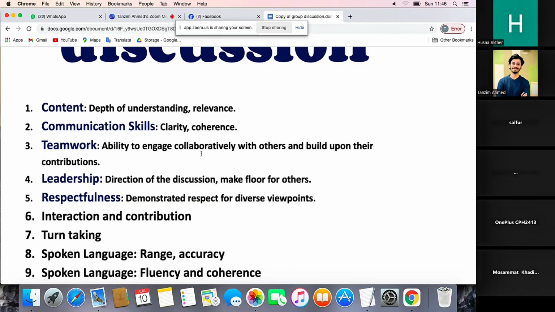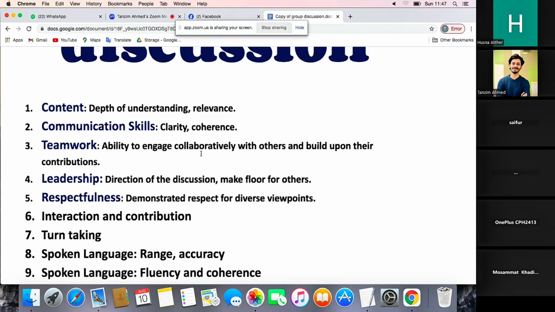Communication skill: your clarity and coherence. Coherence means speaking logically, as you understand it, right? Most of you have passed your IELTS and you know what coherent means. There is a criterion that carries 25 marks, coherence and cohesion. That means speaking logically, right? So you have to follow the linkers. For example, we know there are a couple of sequential linkers, like first of all, second of all, third of all. So coherence means you have a proper structure.